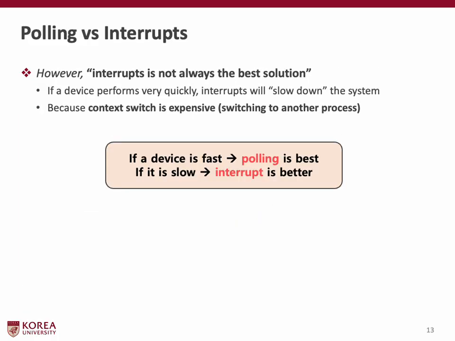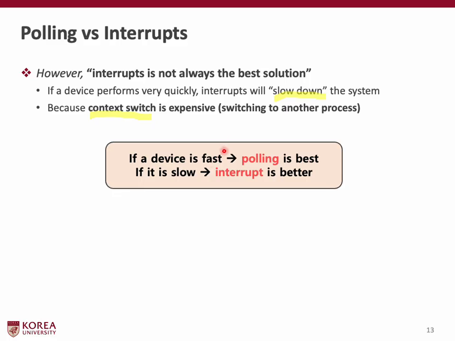Okay, now let's compare polling and interrupts. At first glance, interrupts seem better because they avoid wasting CPU time. But interrupts are not always the best choice. If the device is very fast, interrupts can actually slow down the entire system. That's because context switching is expensive.